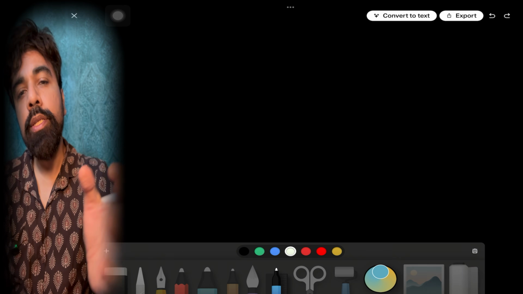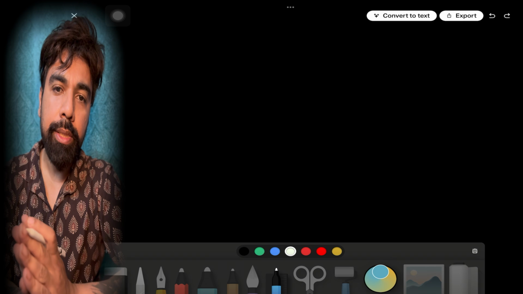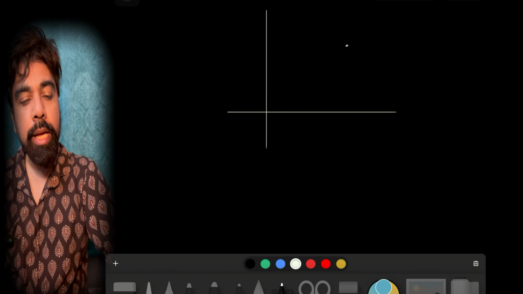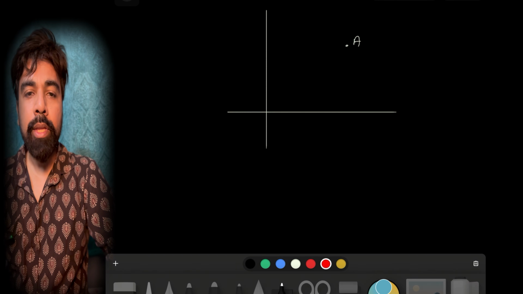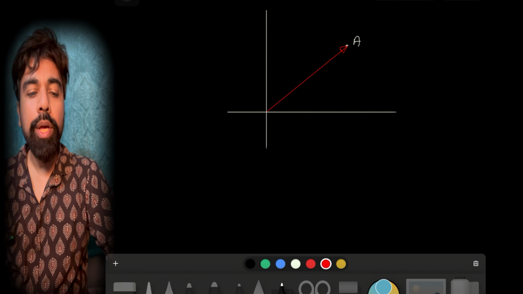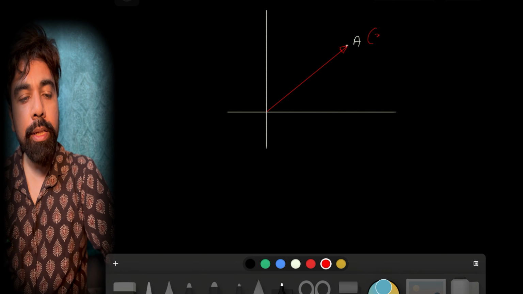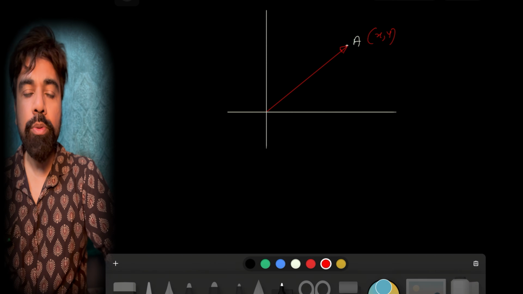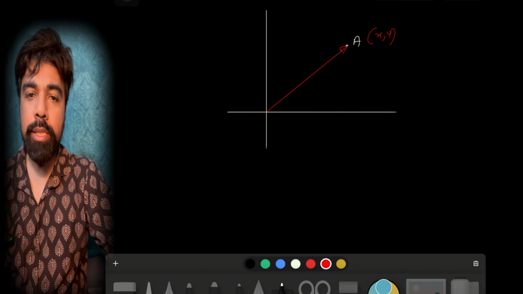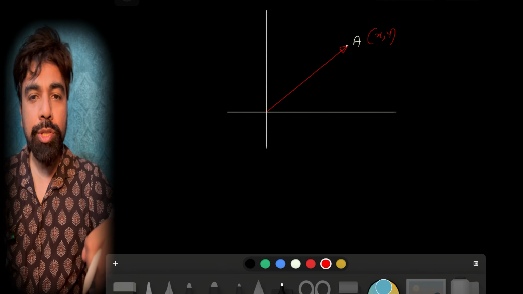The first concept that you need to know is what is displacement. Displacement is the coordinate. Suppose this is a coordinate axis system, this is the x-axis and y-axis, and suppose here is a point A. If I join the origin with the point A, this OA bar that I get is the displacement. The point A has coordinates x comma y. So what is the displacement along the x-axis? It is x, and the displacement along the y-axis is y. So OA bar is basically x i cap plus y j cap.